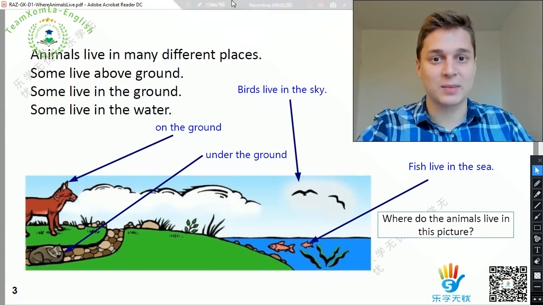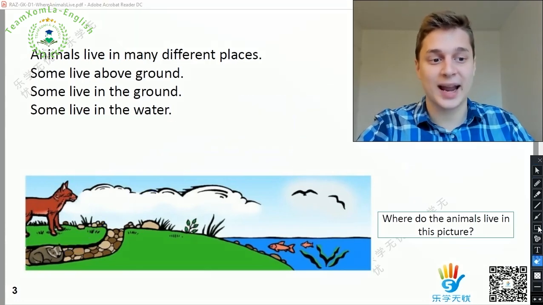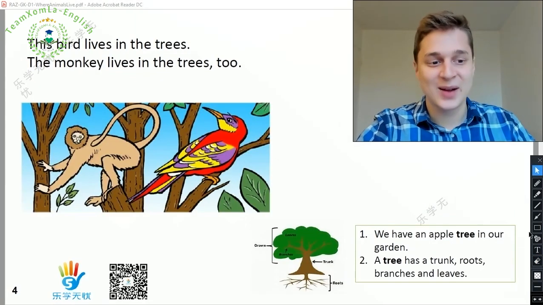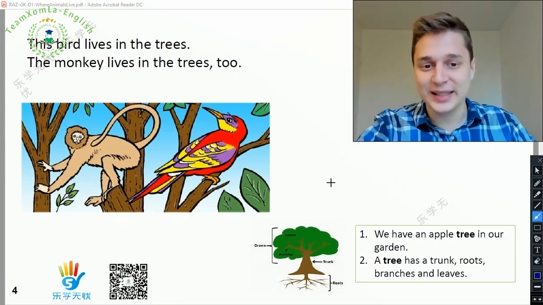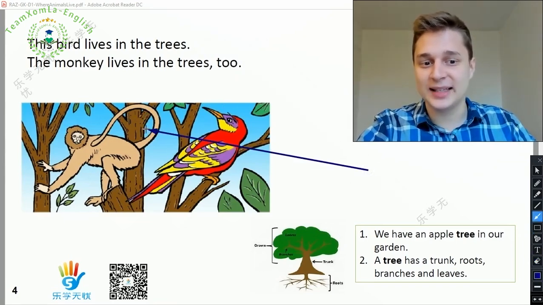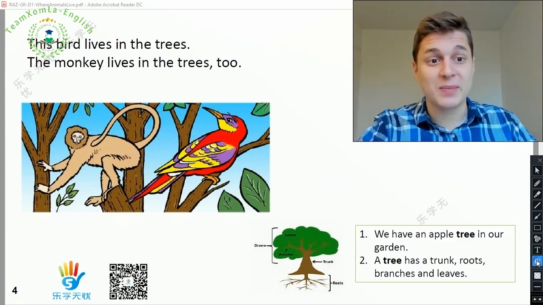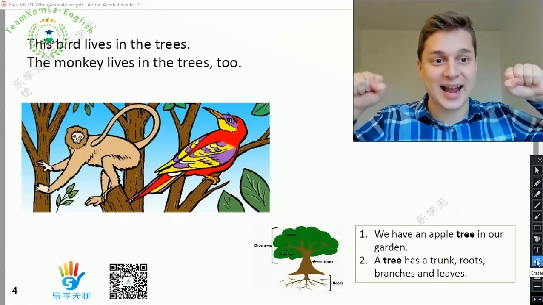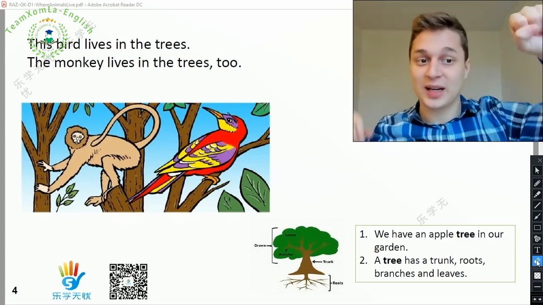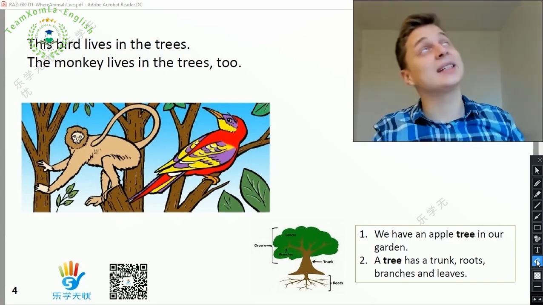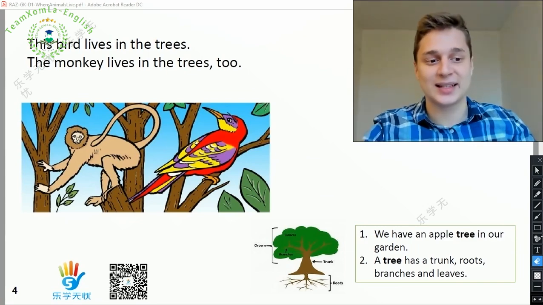Let's check out some other locations where animals like to live. What about these two? Where can we find birds and monkeys? What do we see behind them? We see some trees. Alright guys, we know that monkeys have good hands, strong hands for swinging on tree branches. So they like to stay up there in the trees.